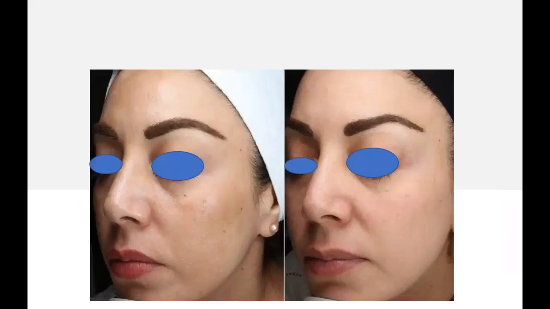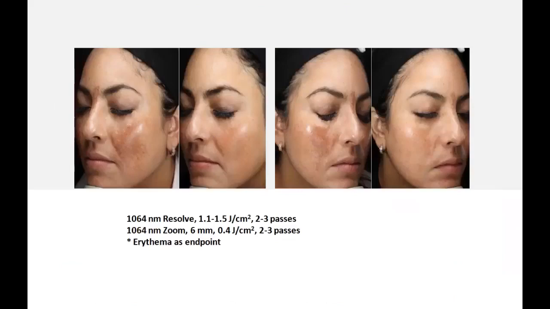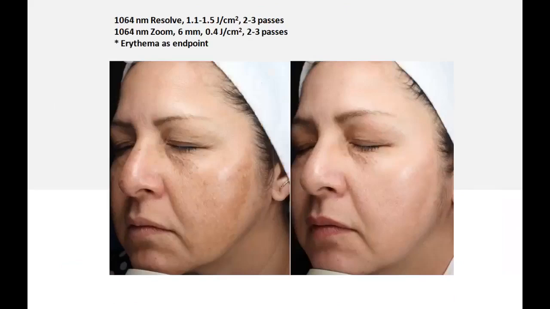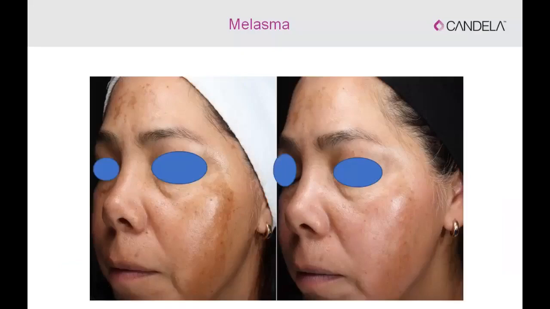Some before and afters with the melasma, again, it's the same approach. And here again, you can see some nice improvements with the before and afters of the melasma. And again, that's the same approach of the Resolve handpiece 1064, followed by large spot Zoom, low fluence, multiple passes, erythema as endpoints. Again, other examples and other examples.